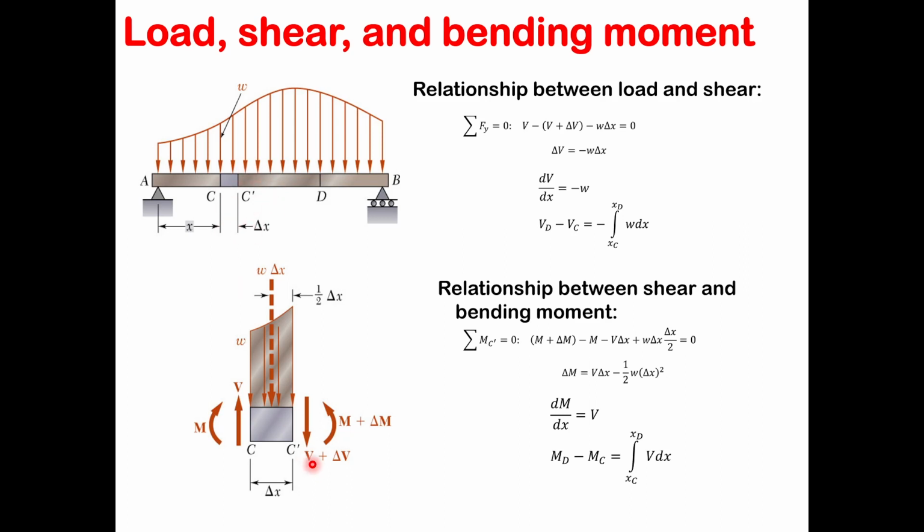We are going to do the analysis on this point for the moments. At this C prime moment, you're going to have an M plus delta M, right, minus M. This force V, the shear force, will have a moment, V multiplied by delta x.